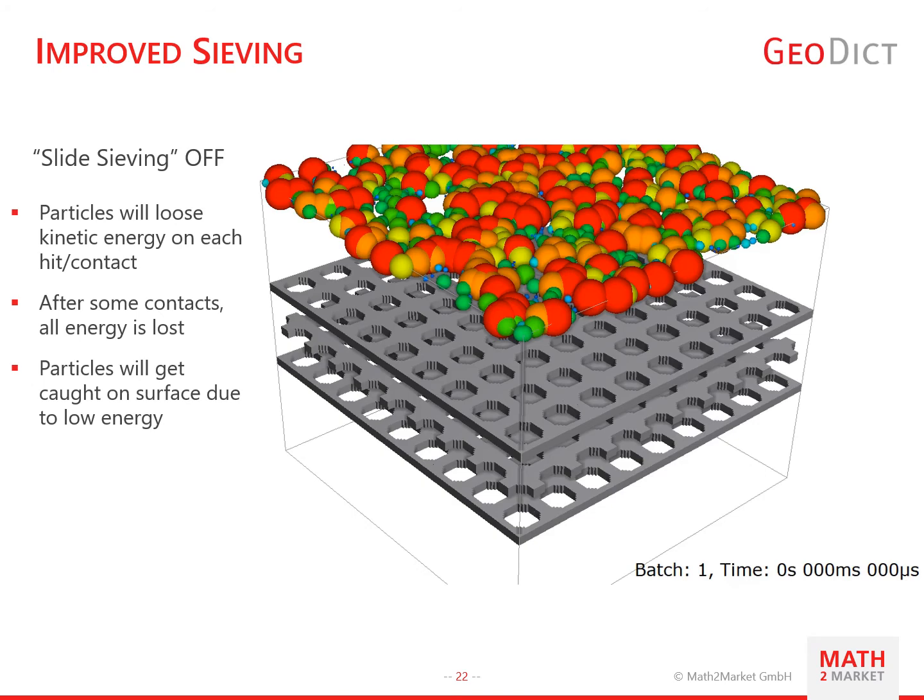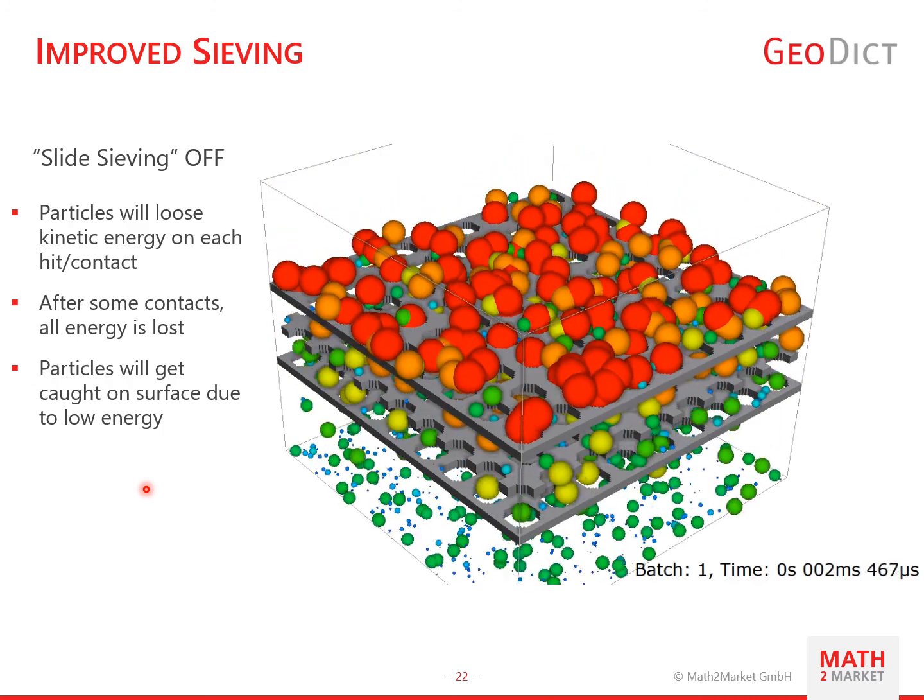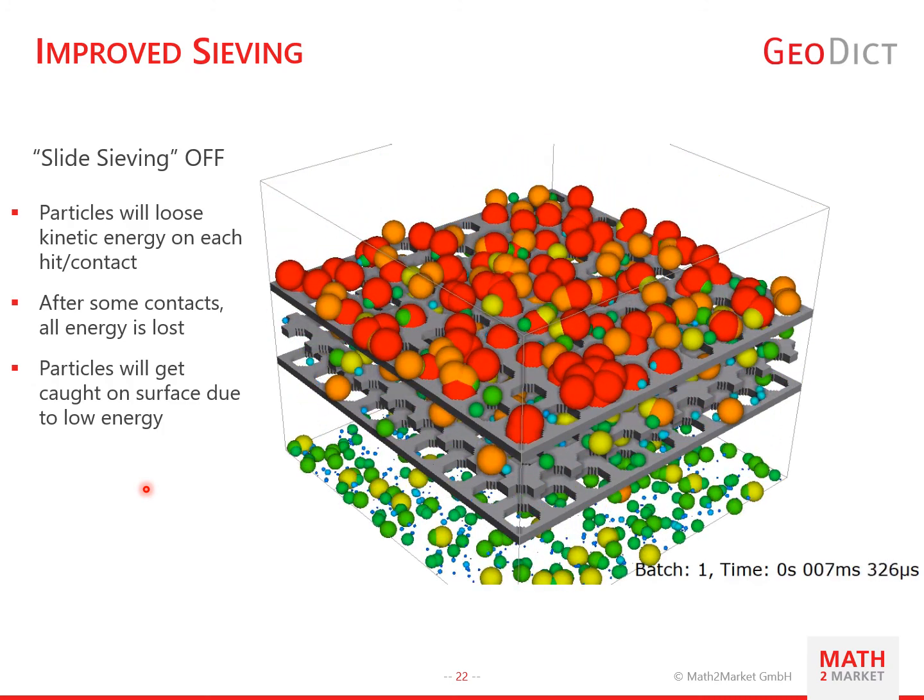Improvements in slide sieving is also another important topic. Well, we have the default case in GeoDict as slide sieving off. It means the particles will lose kinetic energy on each contact or on each hit with the surface. And after some hits, all energy is lost, and the particle will get caught on the surface due to low energy. So here is the filtration animation of particles through perforated plates when the slide sieving is off.